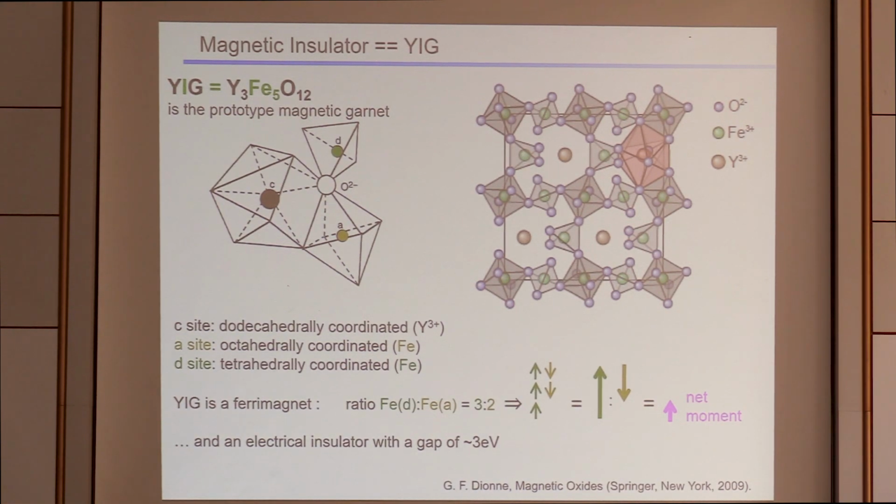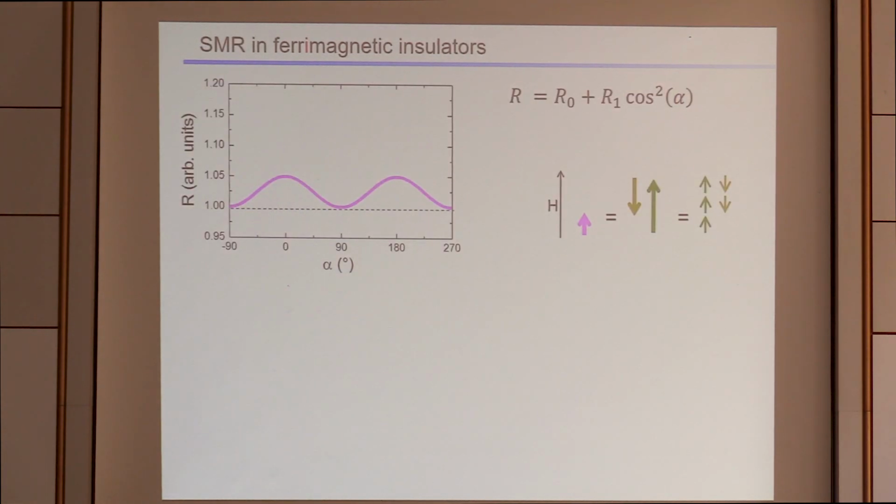So this pink magnetization vector that I was discussing is actually the net moment, which can be subdivided into much larger green sublattice magnetizations in this material. And the question we started asking is whether we can see these different sublattice contributions.